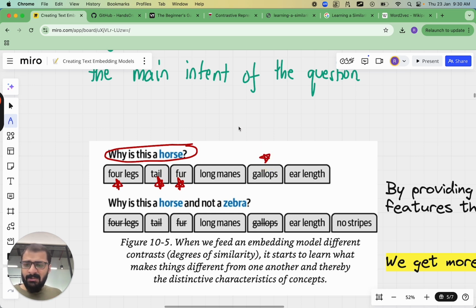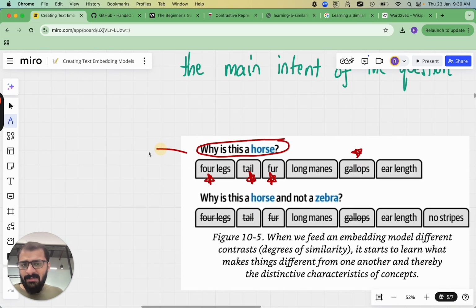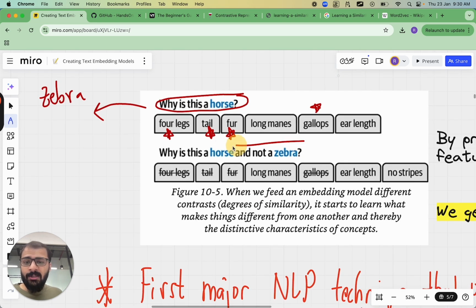Now, these answers are correct, but with these same answers, it could also be a zebra, right? Because a zebra also has four legs, tail, fur, and it runs very fast. So essentially, the answer given by the kid is factually correct, but it can be even confused for a zebra. Instead, if you ask, why is this a horse and not a zebra? That's when the kid will be forced to think of a horse. The kid will be forced to think of a zebra, and then try to think what differs the two.